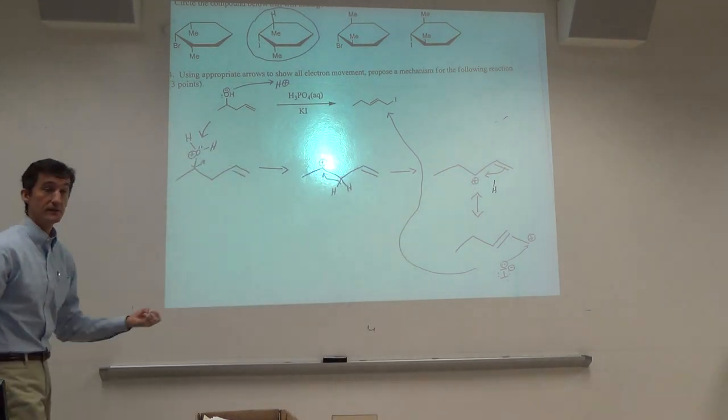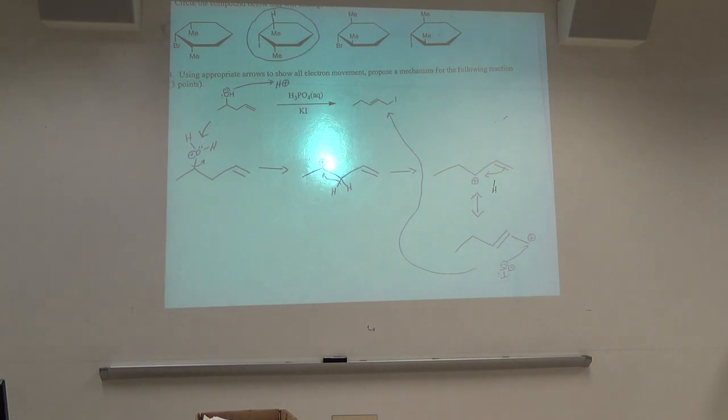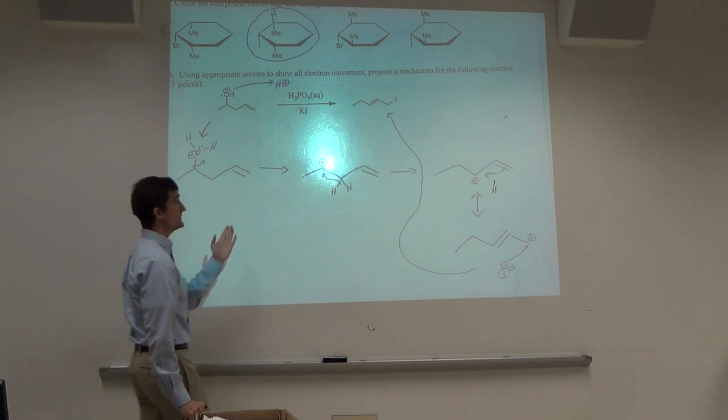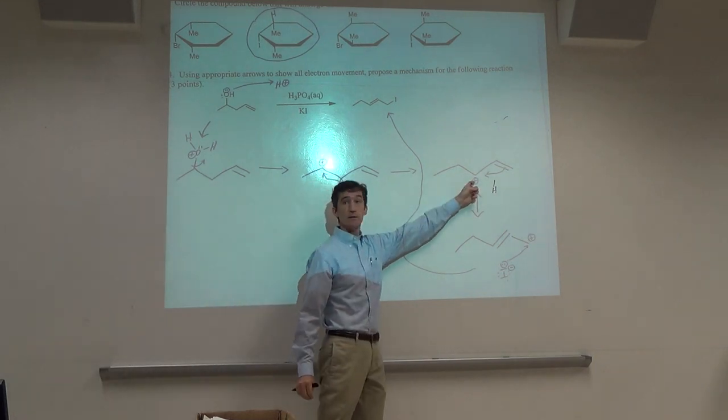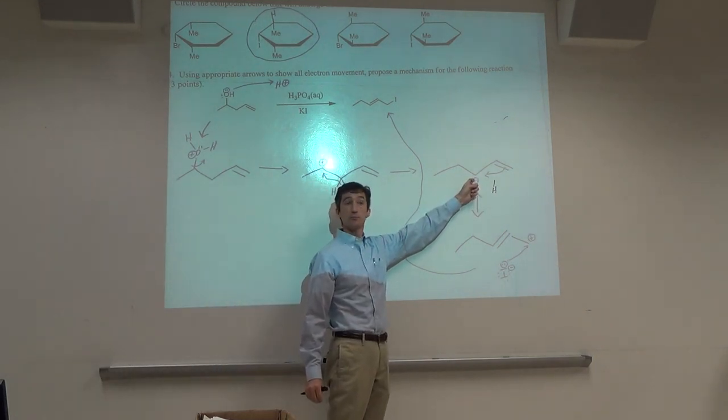So that's the thinking. Okay, I've got a carbocation. I don't want to add I minus. What can I do here? Always consider rearrangement to a more stable carbocation. And hopefully you would see that this is how you rearrange to a more stable cation. Everybody see that this is more stable? It's resonance stabilized.